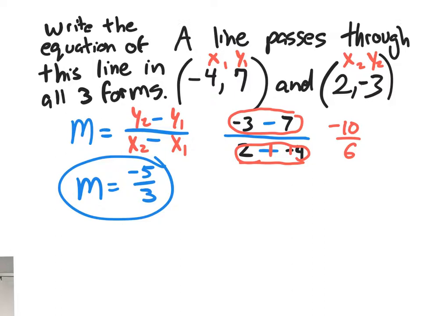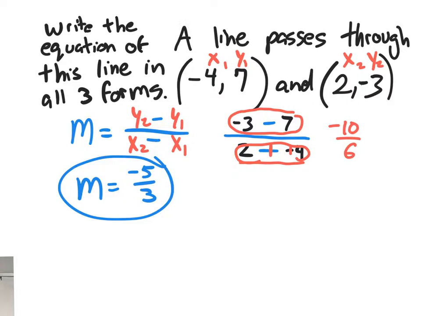Slope-intercept? Y equals mx plus b? Okay, now if you say let's start with slope-intercept, that's fine. However, do we have a slope right now so far? Do we have a y-intercept so far? We don't have a y-intercept yet. We don't know where it crosses the y-axis, right? So slope-intercept's not the best option. You could go for it, but it's not the best option.